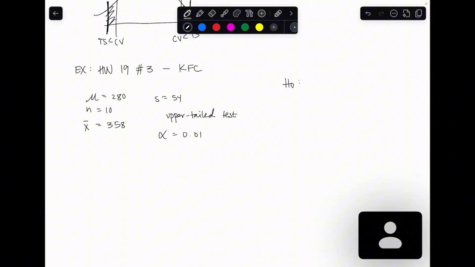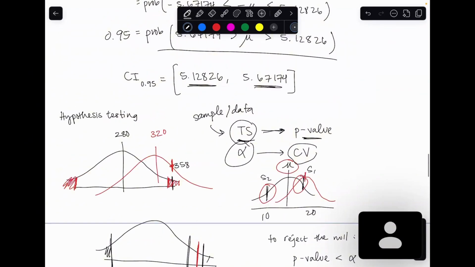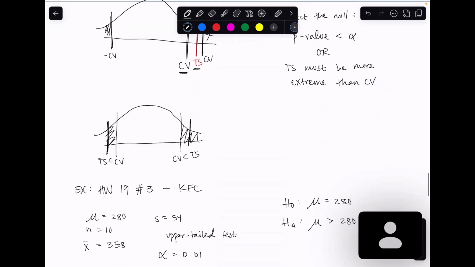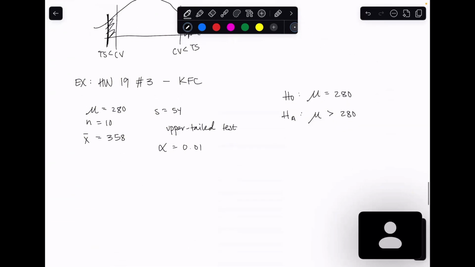So the hypothesis is mu is equal to 280. Good job. Mu is greater than 280. Exactly. Going back to this picture up here, we're asking, what if pulling this 358 sample mean of calories actually isn't coming from the distribution that the null hypothesis is hypothesizing, but really comes from this higher distribution where the true mean is higher.